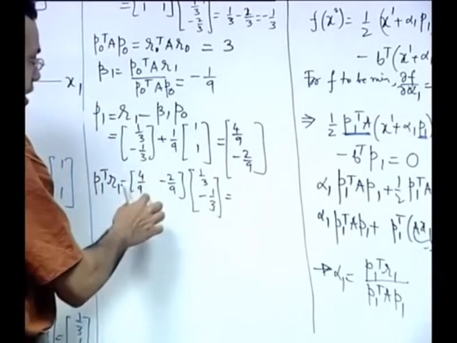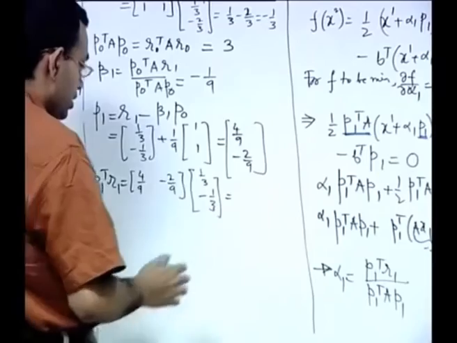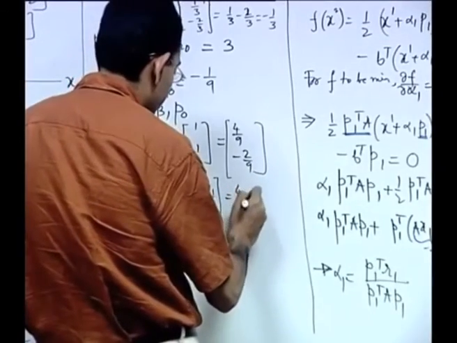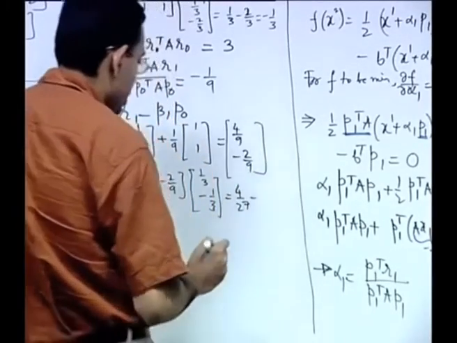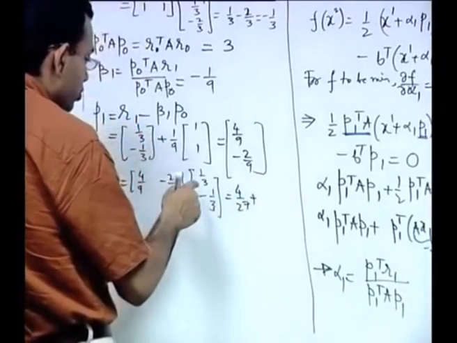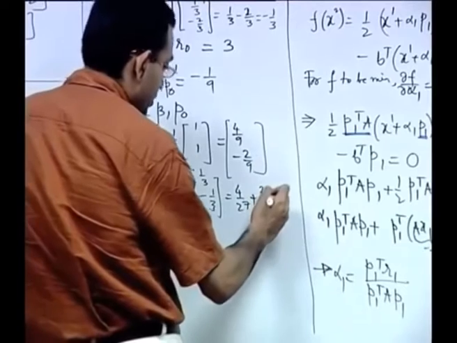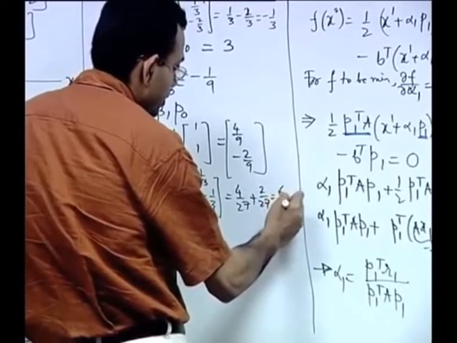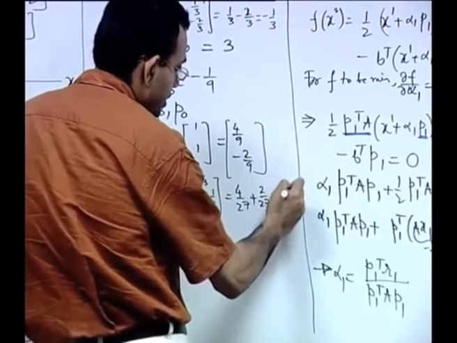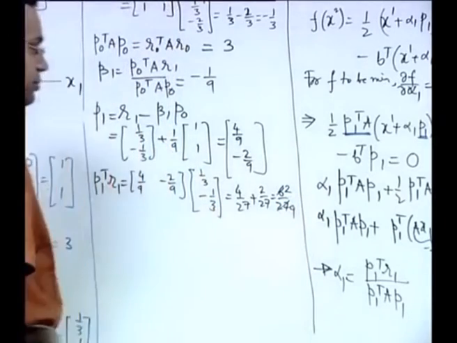So 4 by 9 into 1 by 3, that is 4 by 27, minus, then sorry, plus 2 by 9 into 1 by 3, plus 2 by 27. So that is 6 by 27, that is 2 by 9.